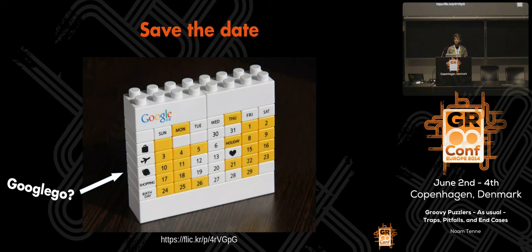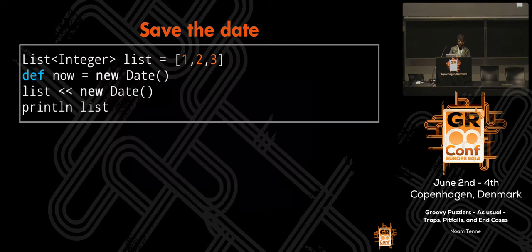Saving a date. I was looking at this picture, and I was thinking, what would have happened if Google had bought Lego? And would it be called Google Lego? No, it's kind of weird musings, never mind. Google Lego. Google brand Lego. Okay, I think this is a really cool picture.